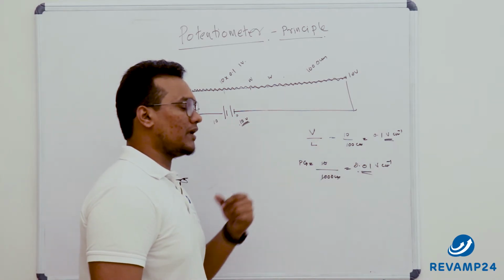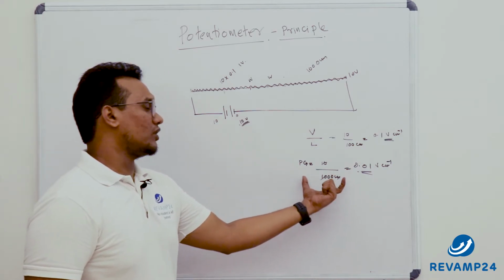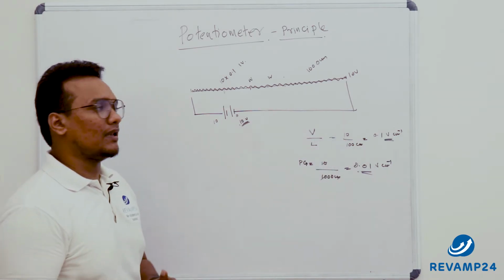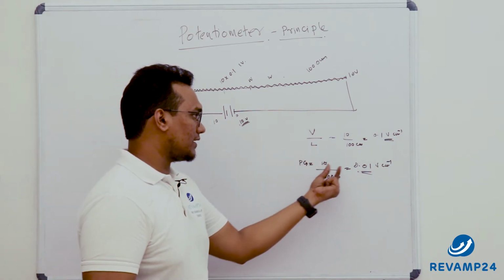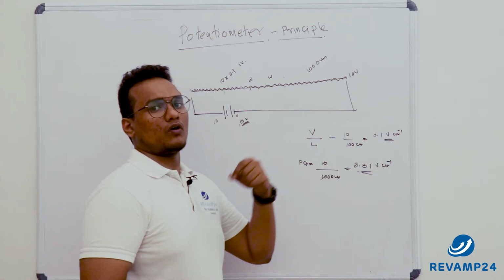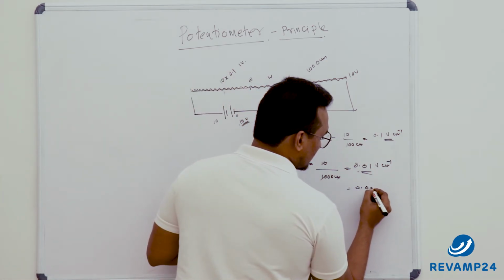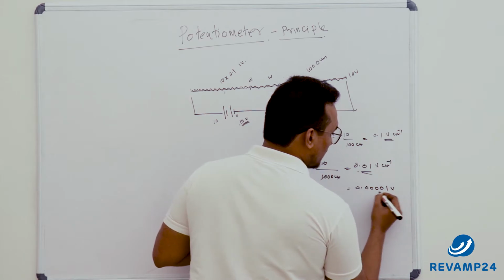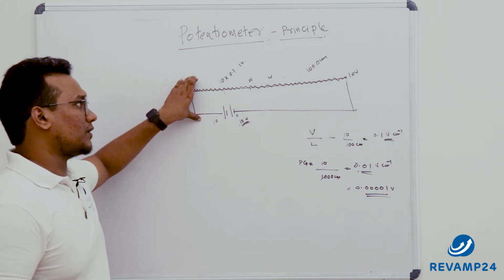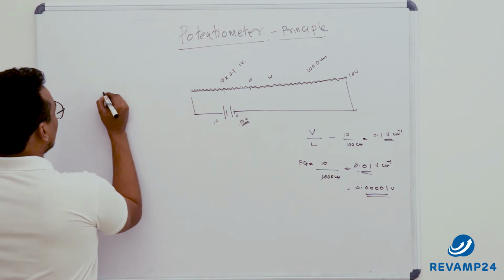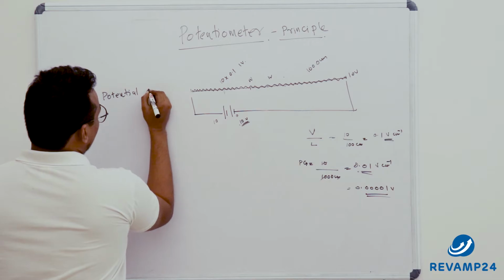Similarly we can make it 10,000, we can make it 1 lakh, even 10 power 6, that is 10 lakhs. Now when we increase the length, the potential gradient becomes smaller and smaller. So we can even measure a potential of 0.00001 volt using a potentiometer. So it is that accurate. So with this, what is the principle? The principle is potential gradient.